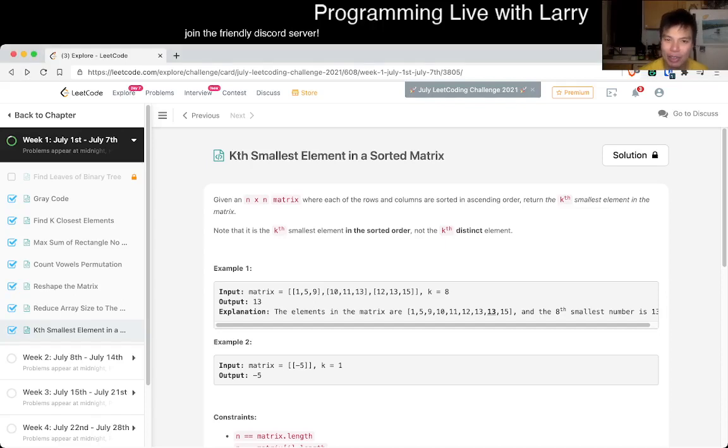This is me going over the 7th day of July for the daily Leetcode challenge: Kth smallest element in a sorted matrix.